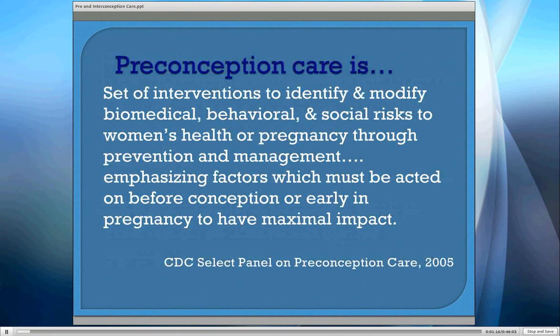The CDC Select Panel defined preconception care as a set of interventions intended to identify and modify risks to women's health or pregnancy, focusing on factors that must be acted on prior to or very early in pregnancy to be maximally effective. For today, the term preconception care will be used to describe both preconception care, care that is provided prior to a first pregnancy, as well as interconception care, care that is provided between pregnancies.